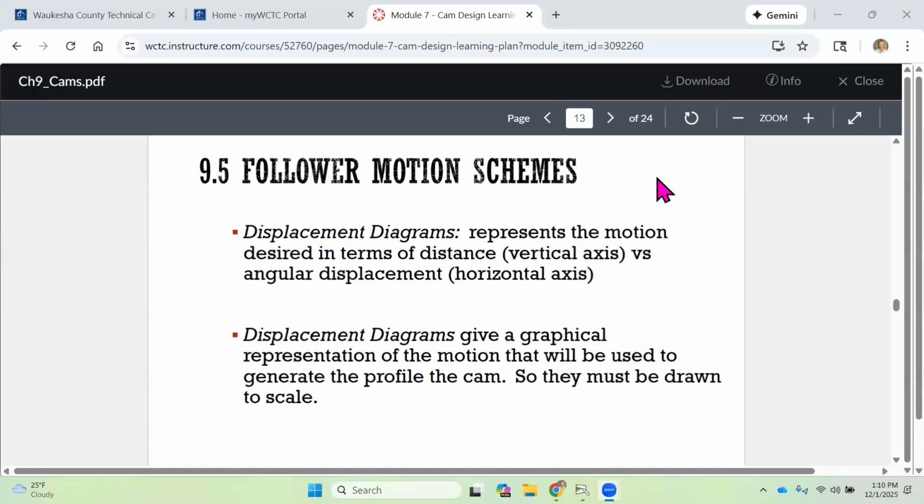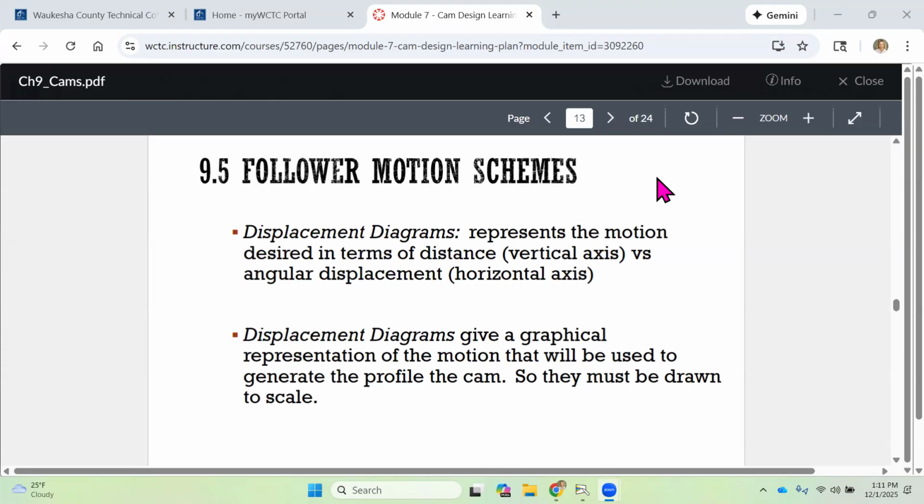Okay, so now we're going to be looking at how we construct those motion schemes for the follower on our displacement diagram. We already looked at the displacement diagram in that previous example, and as we said, a displacement diagram is going to represent that motion. It's a graphical representation of the motion that the follower is going to take.